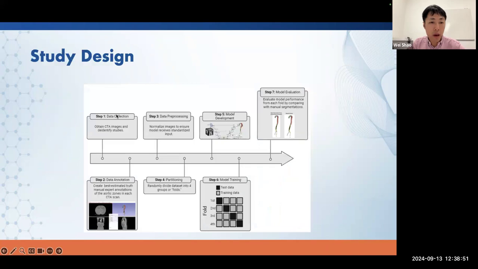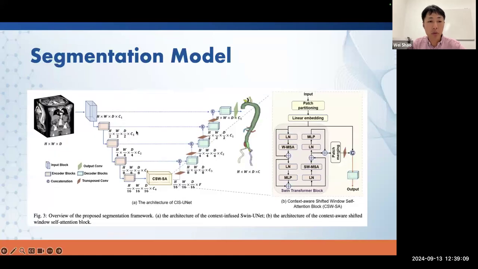So basically we have this data collection and then we do the data annotation as a team. And then we partition those CT images into training and validation data sets. And the next step, we develop our AI model to do the prediction, and then we compare the prediction and the ground truth. So this is a brief overview of the architecture of our model. To summarize, we have an encoder and a decoder.